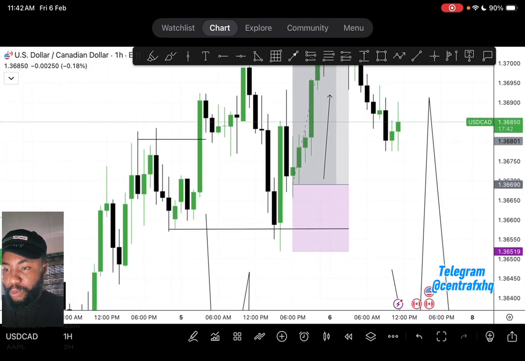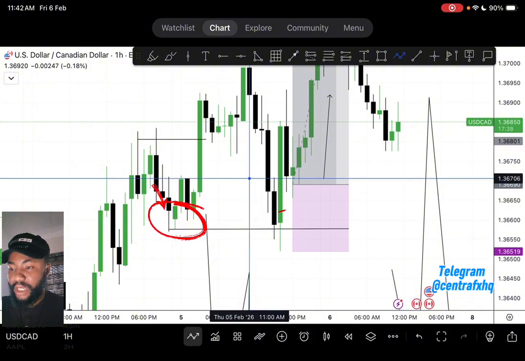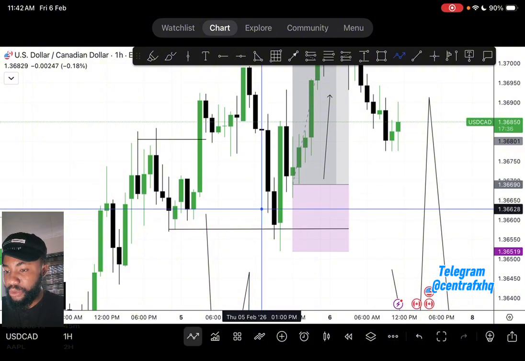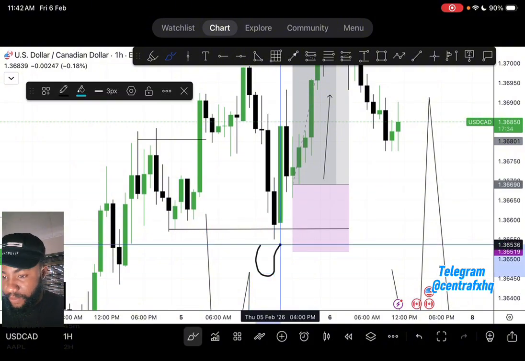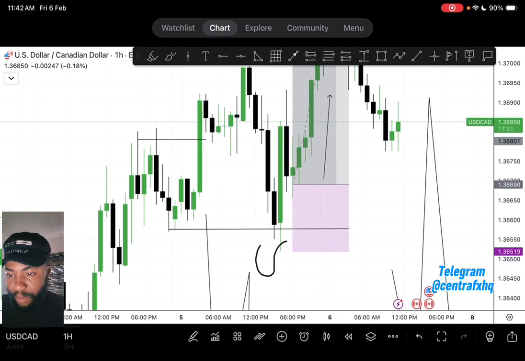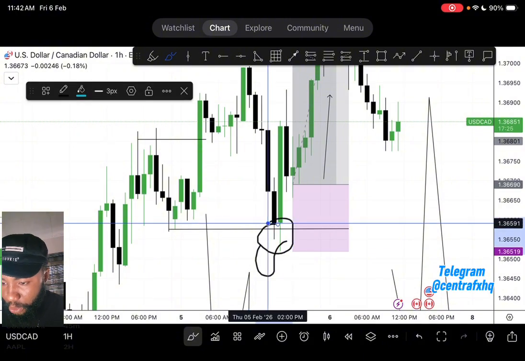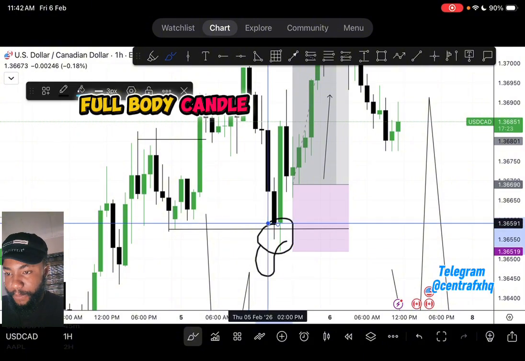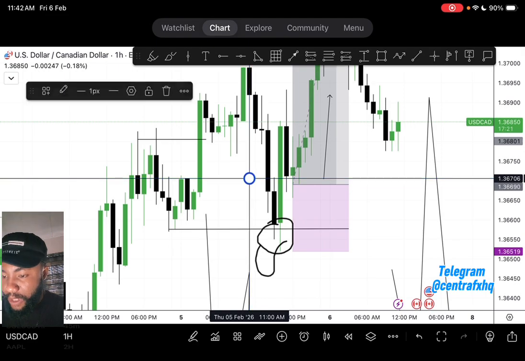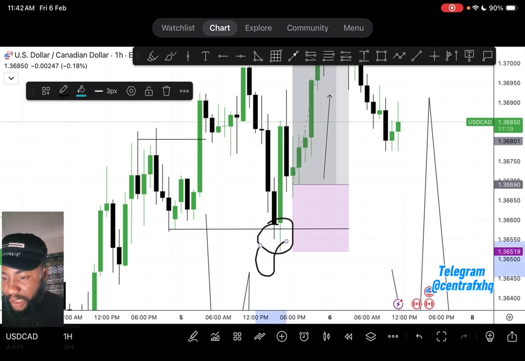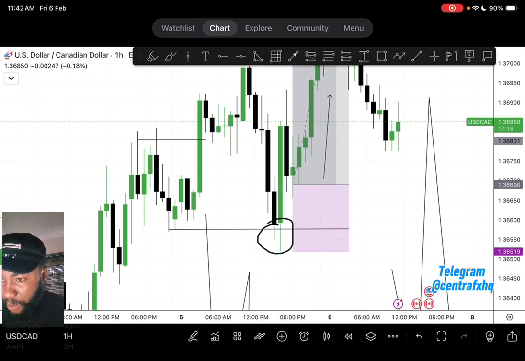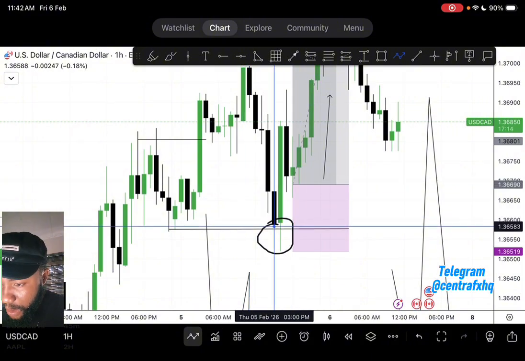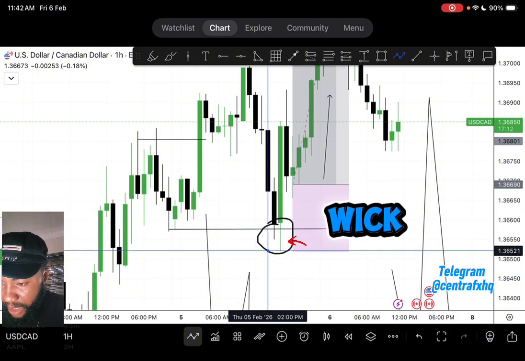Here is what I want you to observe closely: when price got to that zone, you are going to see something very incredible here. Okay, let me cancel this. So when price got to that zone, you are going to see that price didn't close with a full body candle. It only wicked that zone. You can see that there was only a wick. Price only wicked that zone.